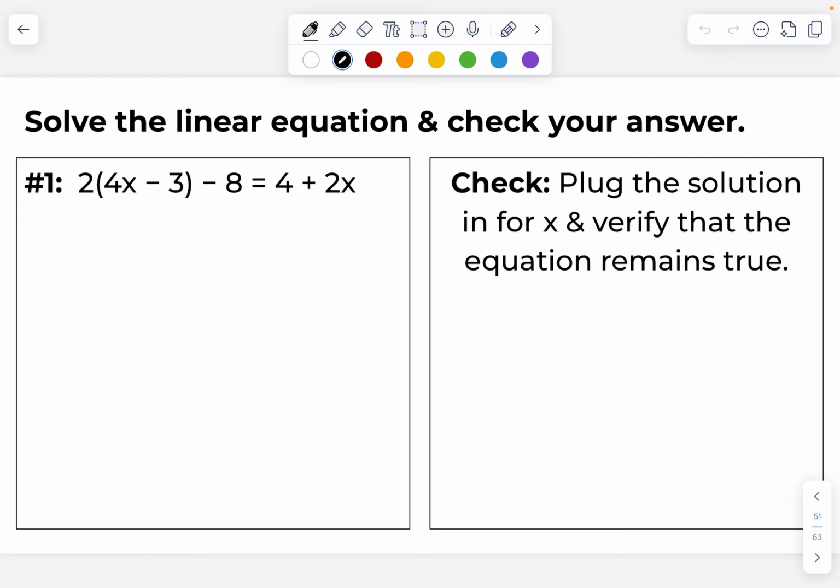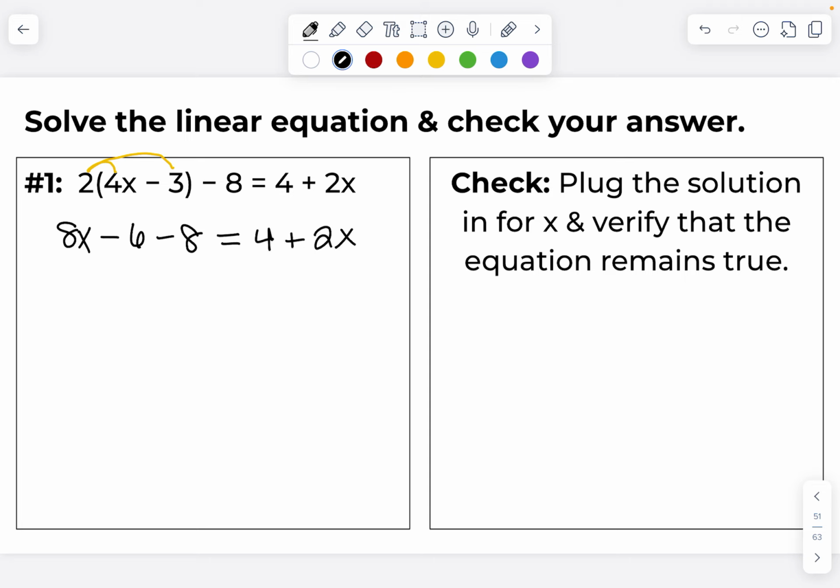When doing these types of problems, we need to use what we learned about simplifying algebraic expressions to help us simplify each side of the equals, and then we will work on solving. First, I need to get rid of these parentheses. I'm going to distribute this positive 2 to both the 4x and the negative 3. So 2 times 4 gives me 8, and then I bring down the x. 2 times negative 3 gives me a negative 6. And then I'm going to bring down the negative 8, the equals 4 plus 2x.